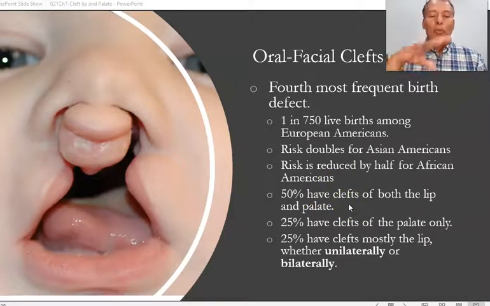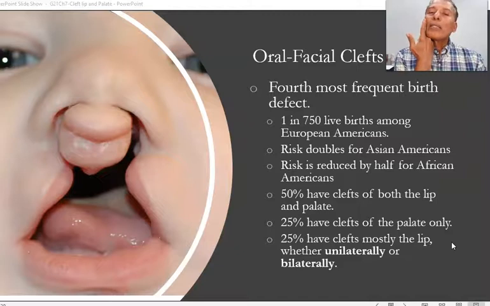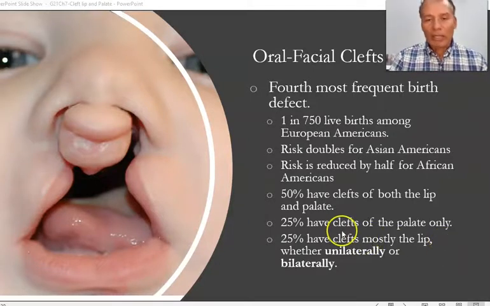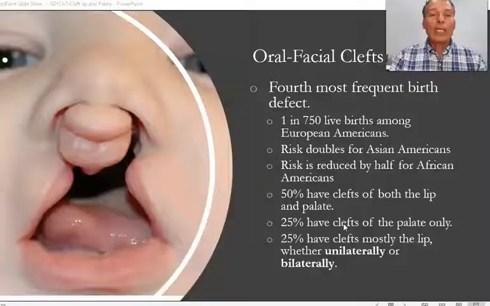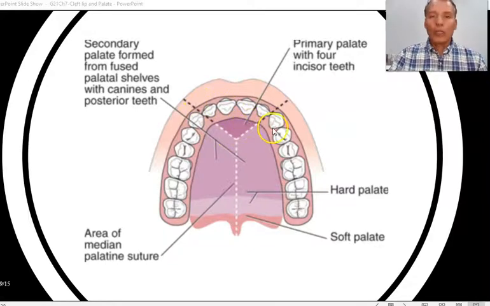Of all the people who have any kind of cleft, 50% of them have both a cleft lip and a cleft palate. And these again come in all kinds of forms and all kinds of shapes. 25% have a cleft only of the palate, and they don't have a cleft lip, and 25% only have a cleft lip and they do not have the cleft palate. And this can happen because, as I explained, the lip develops and fuses completely after the fusion of the anterior part of the hard palate.